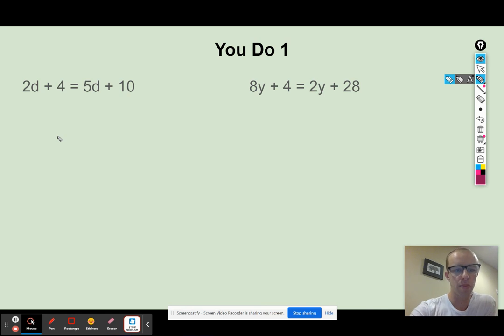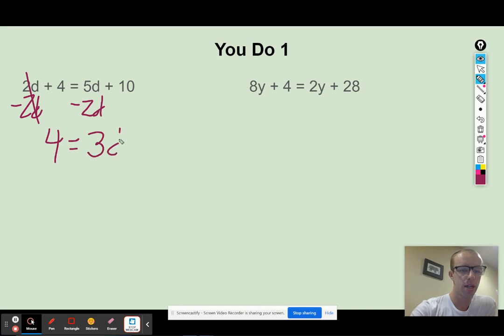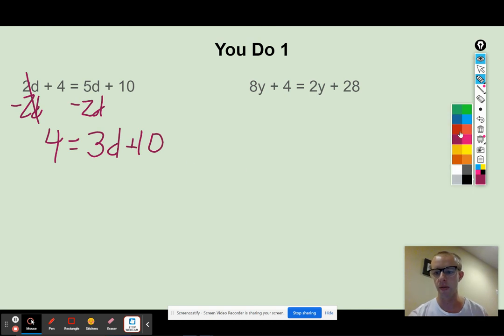We have a positive 2d plus 4 equals 5d plus 10. I'm going to identify the smaller variable term. That's 2d. Subtract 2d from each side. These cancel. The 4 comes straight down. 5d minus 2d is 3d plus 10. So 4 equals 3d plus 10. By just doing one step, I've created a two-step equation, which hopefully I'm comfortable with.